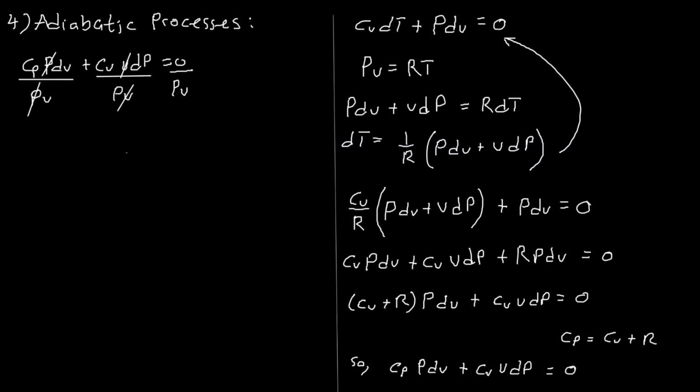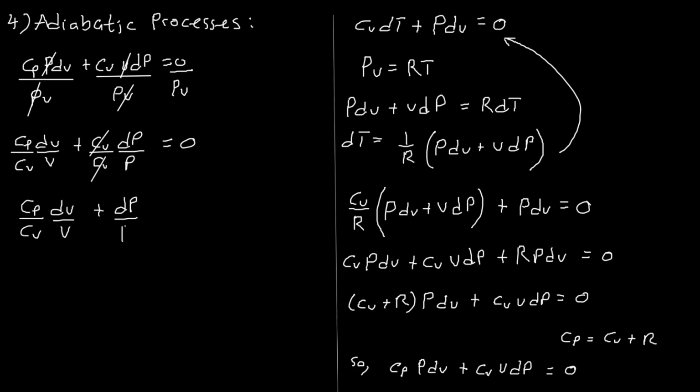Dividing through by PV, we have Cp dV over V plus Cv dP over P equals 0. And dividing by Cv, we have Cp divided by Cv times dV over V plus dP over P equals 0. Also recall that Cp divided by Cv is defined as the specific heat ratio, gamma, of the gas. So we have gamma dV over V plus dP over P equals 0.